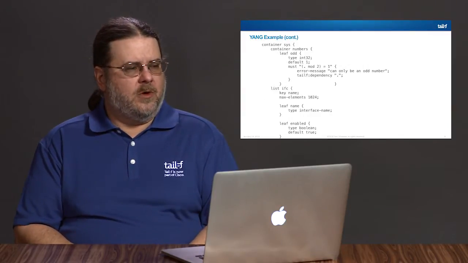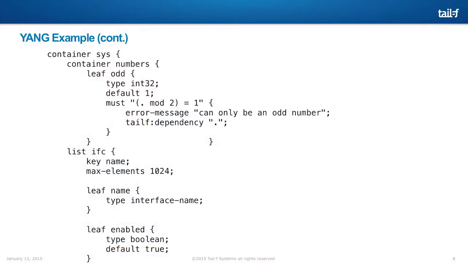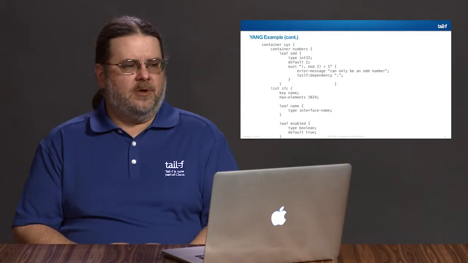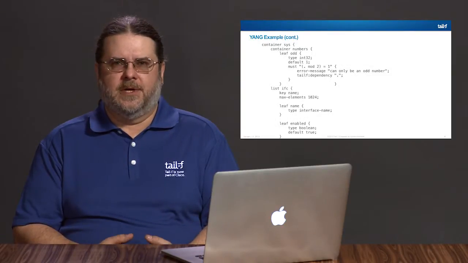A little bit more of Yang. The key statements to hone in on this slide are leaf, container, and list. These are pretty much the core three statements of Yang. Once you understand these, you can start actually looking at Yang models and understanding them. A leaf, such as this leaf called odd here, has a type. It actually holds data. A container is used to organize the tree.